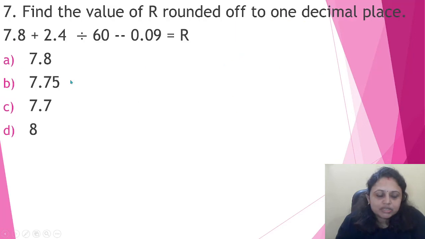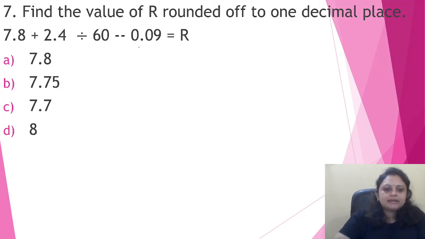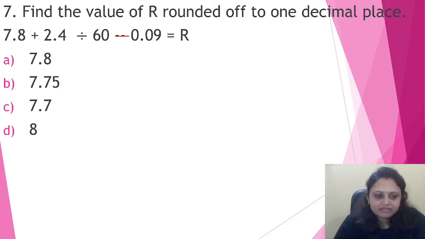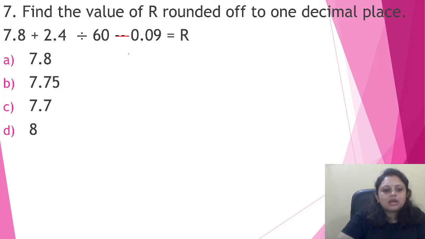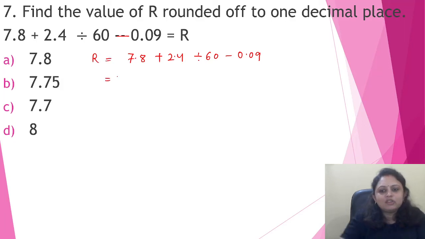Coming to the next question, find the value of R rounded off to one decimal place. 7.8 plus 2.4 divided by 60 minus 0.09 equal to R. Option A 7.8, B 7.75, C 7.7, D 8. So we have to calculate 7.8 plus 2.4 divided by 60 minus 0.09. Okay, it is the value of R. So we have to find the value of R.